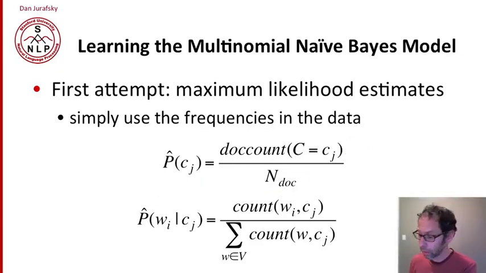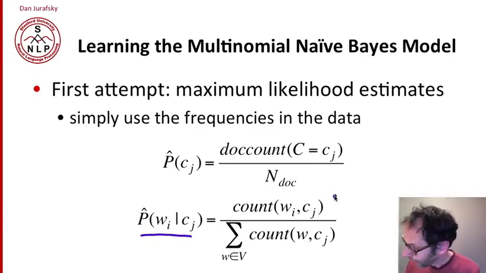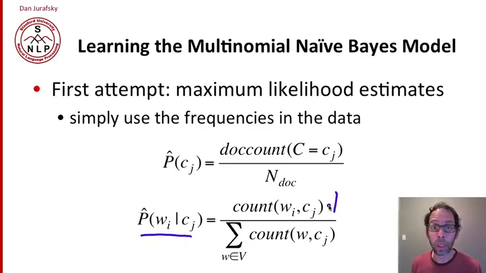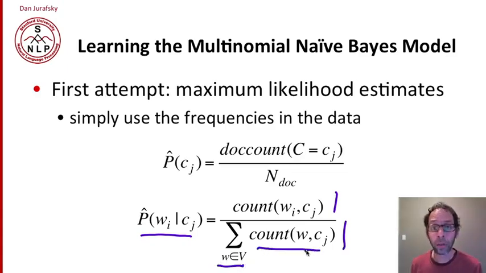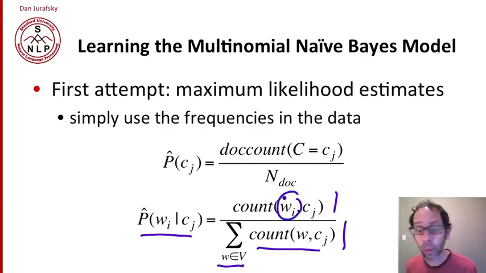For the likelihood, the probability of word sub I given class sub J, we count the number of times word sub I occurs in documents of class J, and we normalize by the total number of words in class J, so the sum over all the words in the vocabulary of the count of those words in documents of class J. So out of all the words in documents of class J, how many of them are our particular word sub I we're looking at?